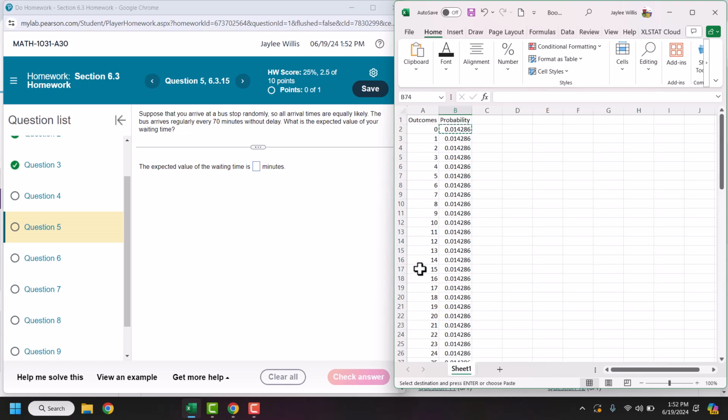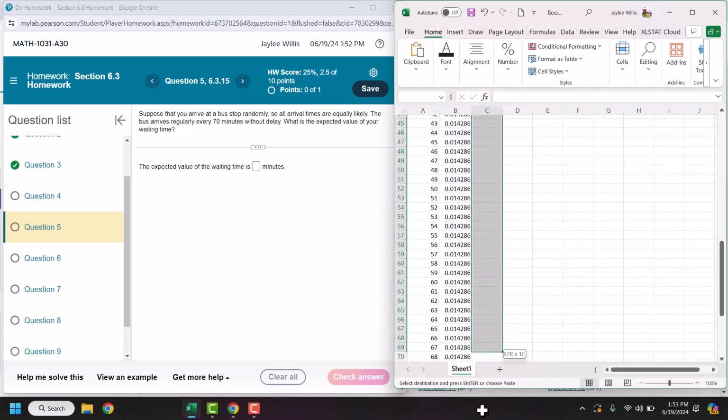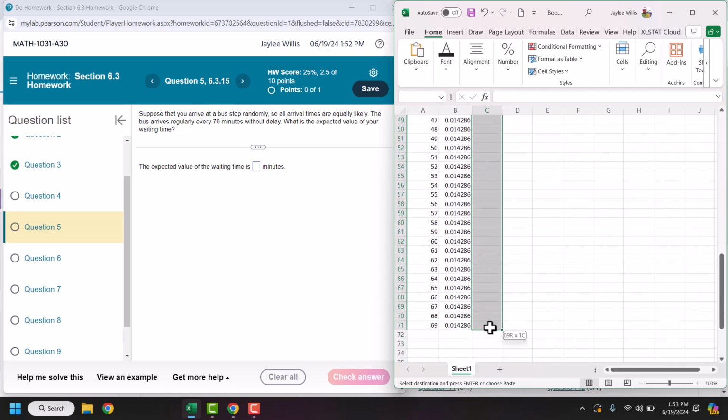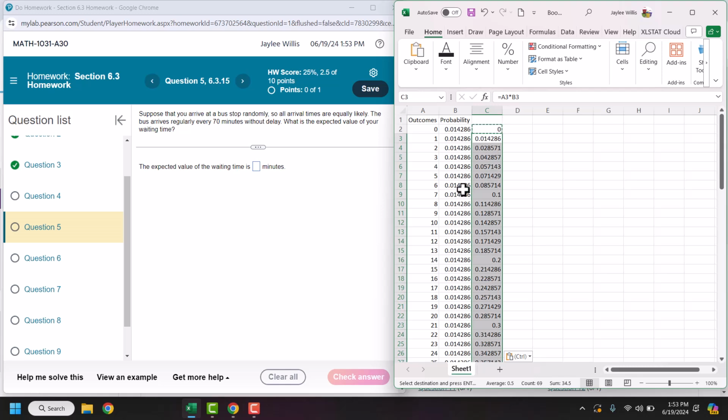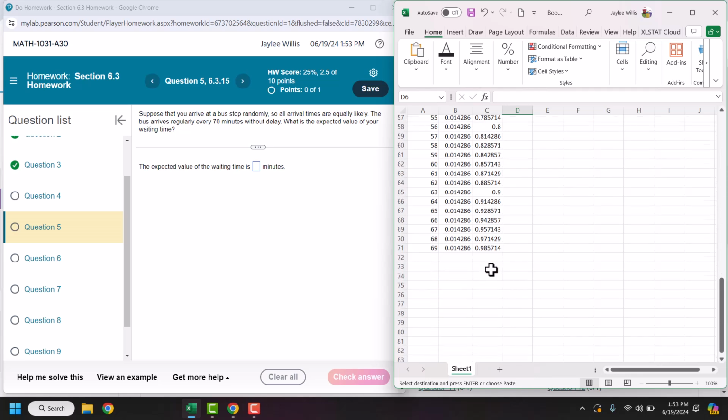And once you know all of the possible outcomes and their probabilities, then you multiply the outcome by the probability that that outcome happens. And by the way, these outcomes can be negative. Sometimes, like if you're playing a lottery game and you win if you get this number, but you lose if you get that number, these can be negatives. But in this case, you don't wait a negative amount of time at the bus stop. So we're just going to leave it at that. And when I multiply each one of these outcomes by their probability, I get these numbers here.